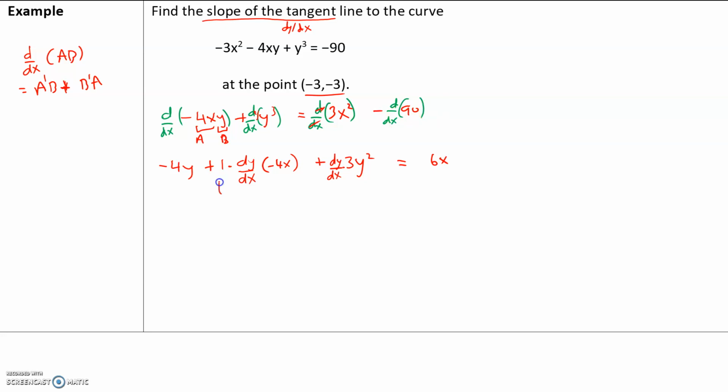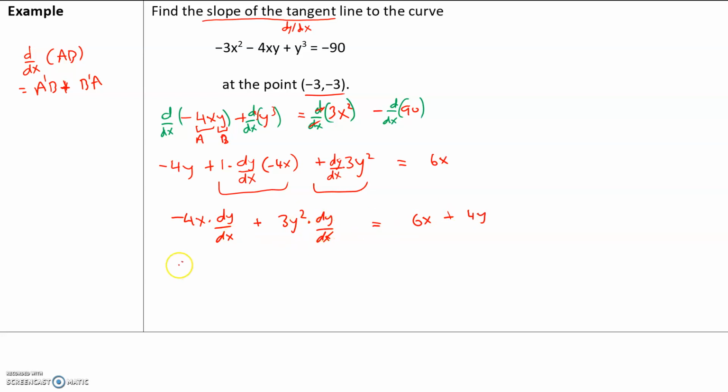Now, everything with the dy/dx, so this term and this term, stays. The negative 4y goes to the right. So I'm going to rearrange this a little bit. 1 times negative 4x, so we have negative 4x times dy/dx plus 3y squared times dy/dx. The order of these doesn't matter. You can put them either way. And if I move the negative 4y to the right, it's going to be 6x plus 4y.